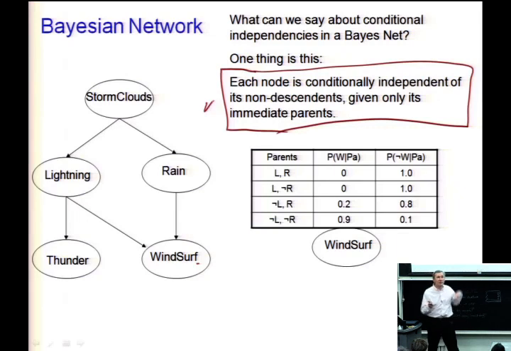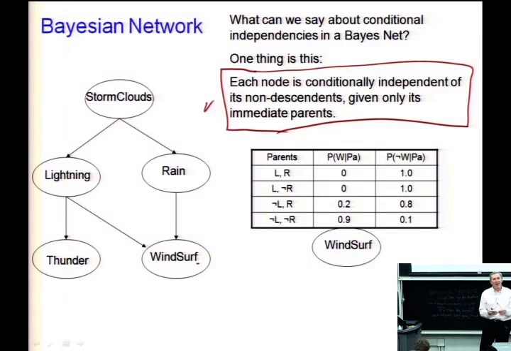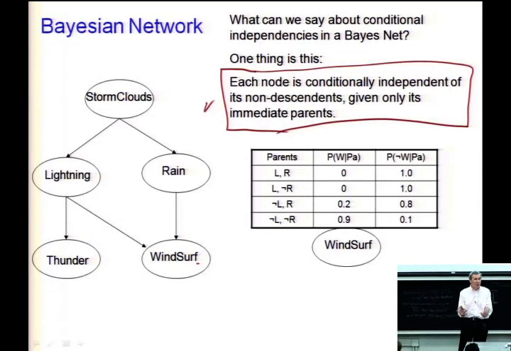So according to this model, if there are storm clouds, but we know there's no lightning and we know there's no rain, then we can calculate the probability. I should put it another way. According to this graph, if we know whether there's lightning and whether there's rain, we can compute the probability of windsurf without looking for whether there are storm clouds.